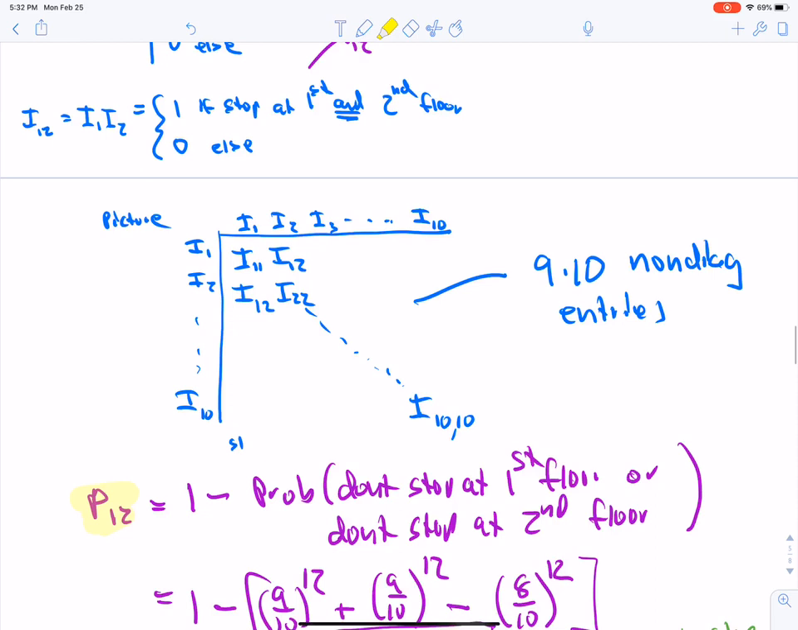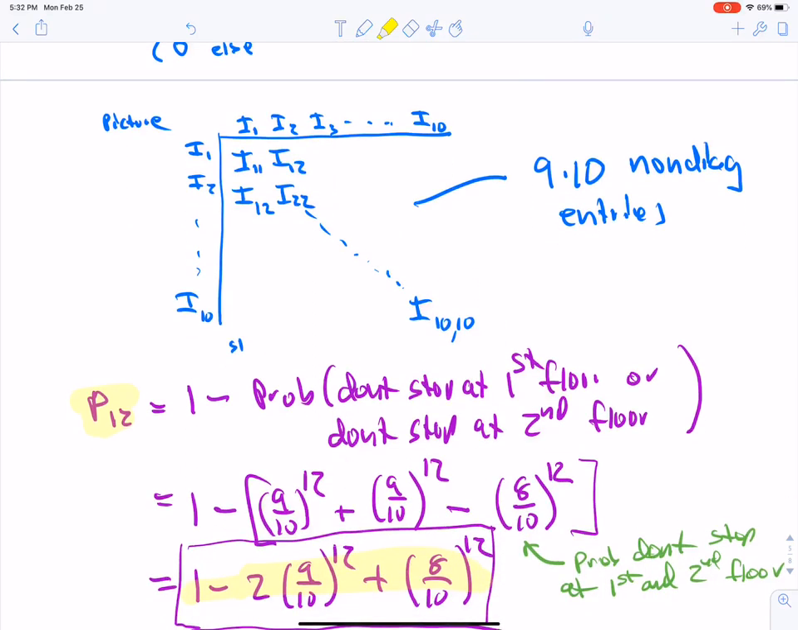So I'm just going to rewrite my grid here with these indicators. Notice that we have 10 diagonal indicators and 9 times 10 non-diagonal entries here. So P12 would be easiest to think of as the converse. So it's 1 minus the probability that we don't stop at the first floor or we don't stop at the second floor, which we can find using our inclusion-exclusion formula.